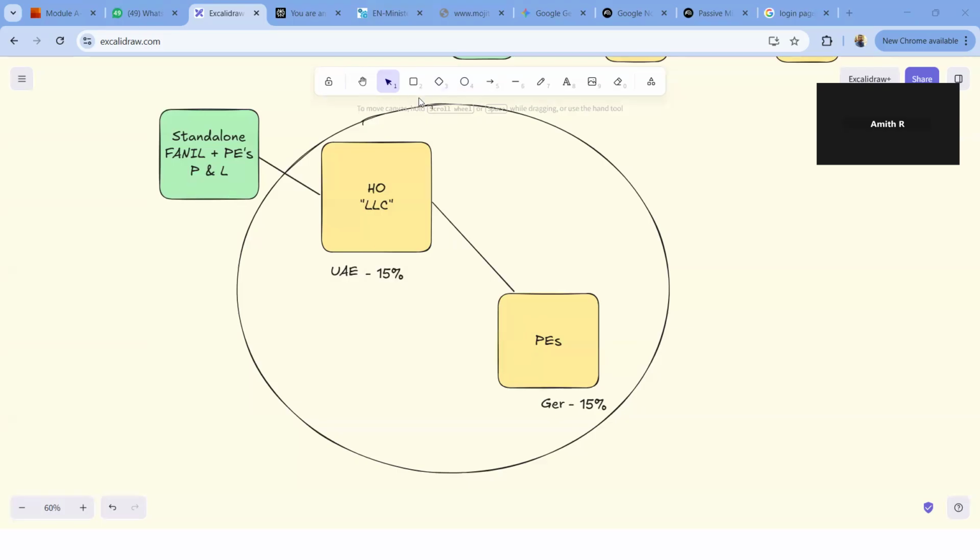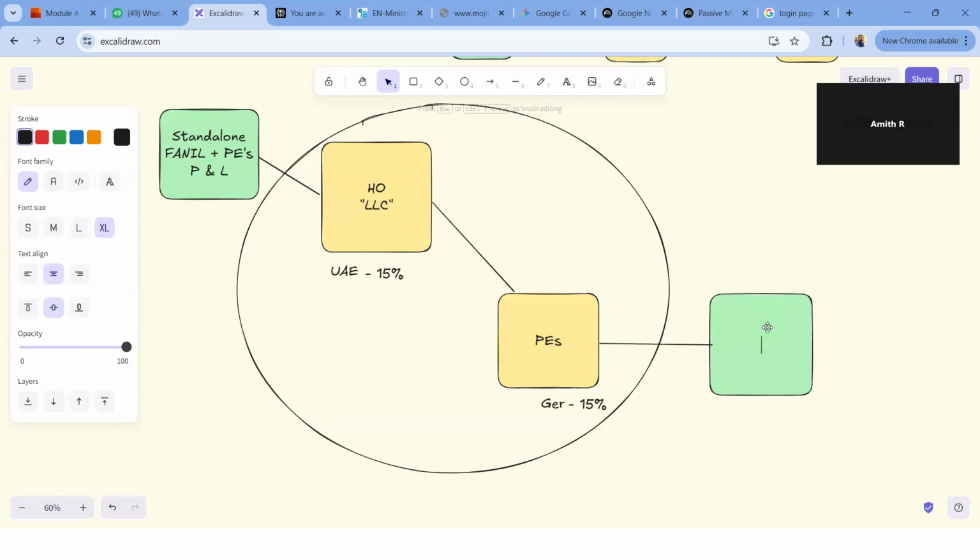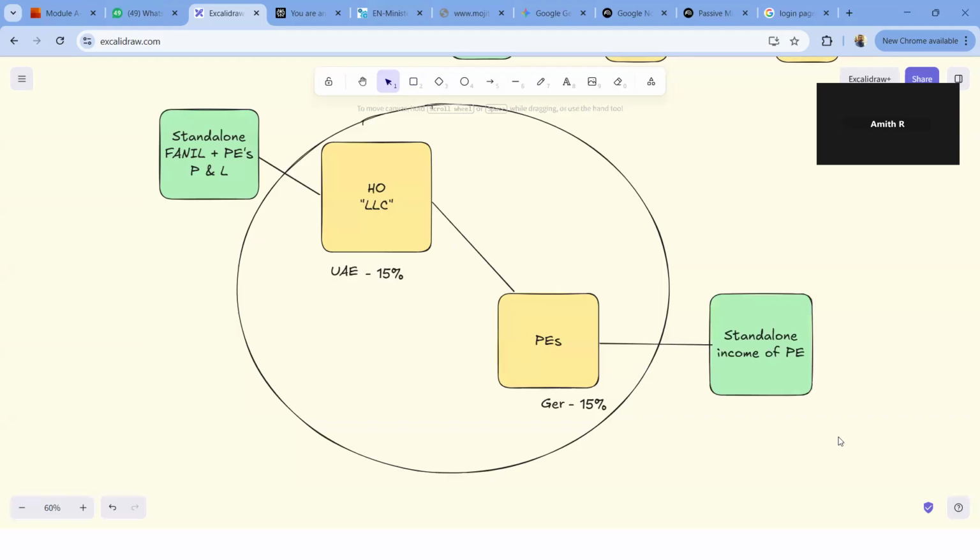Now, what happens in the PE? What happens in the PE? PE would report only the standalone income of PE in its financial statements, right? Now, wouldn't that create a double counting? That is the whole question, because it is the same income. Only look at the PE's income.